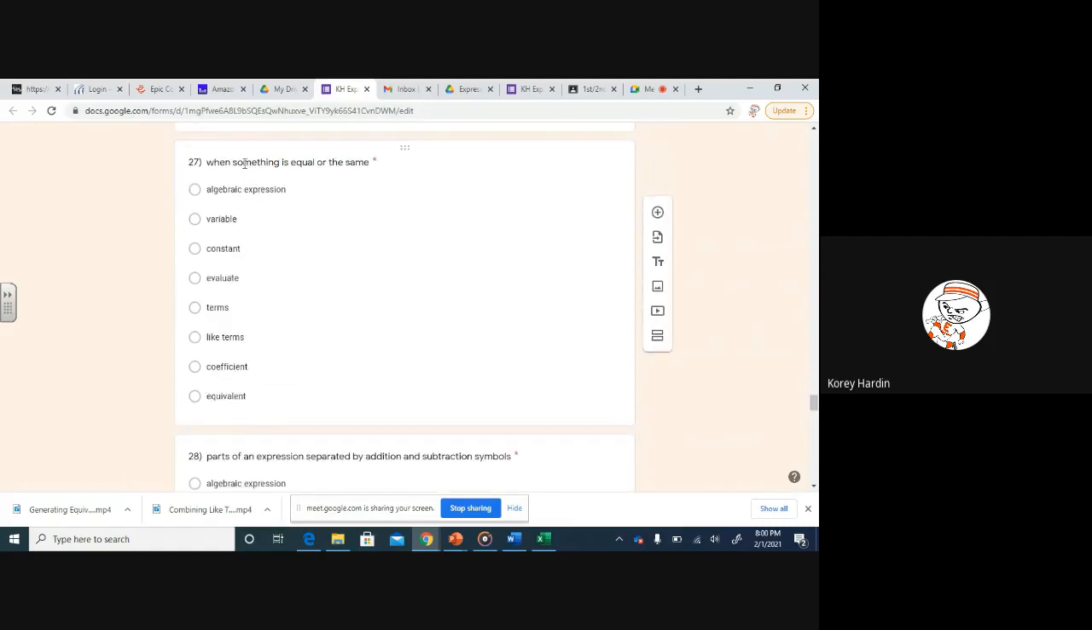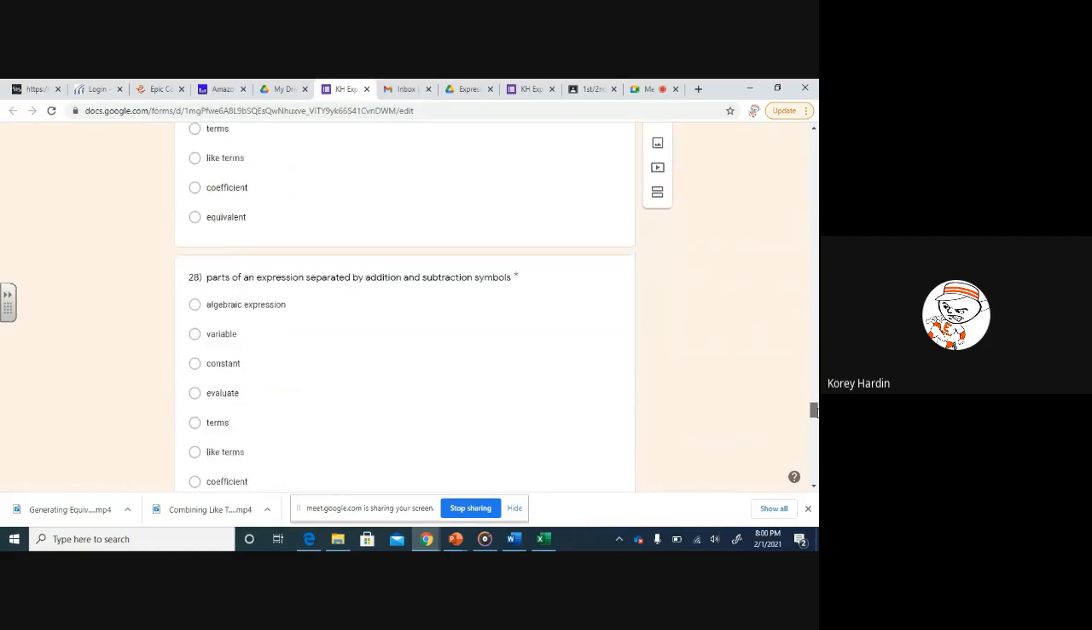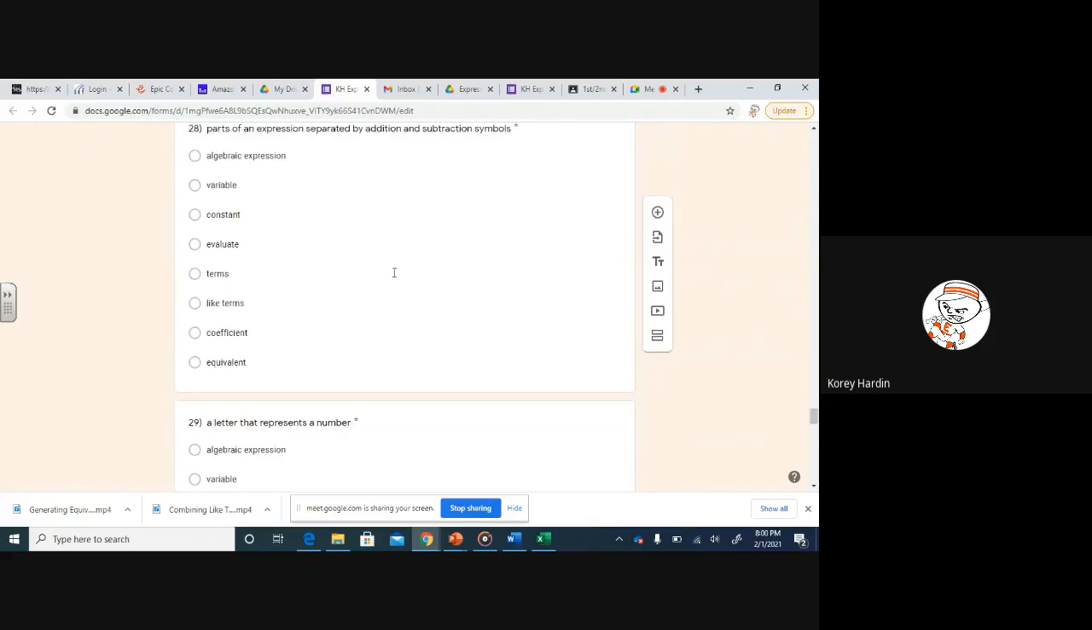Number 27, when something is equal or the same, is that an algebraic expression, a variable, a constant, evaluate, terms, like terms, coefficient, equivalent? Number 28. Parts of an expression that's separated by an addition or subtraction symbol. Is that algebraic expressions, variables, constants, evaluate, terms, like terms, coefficient, or equivalent?